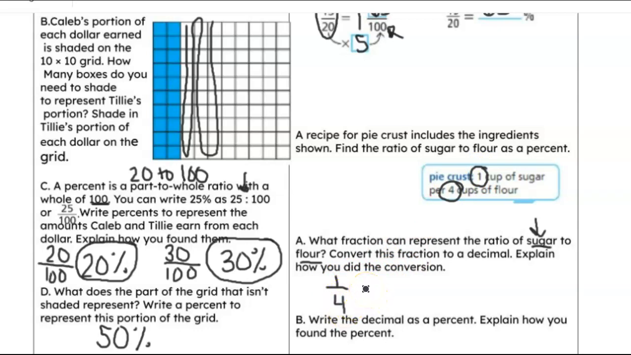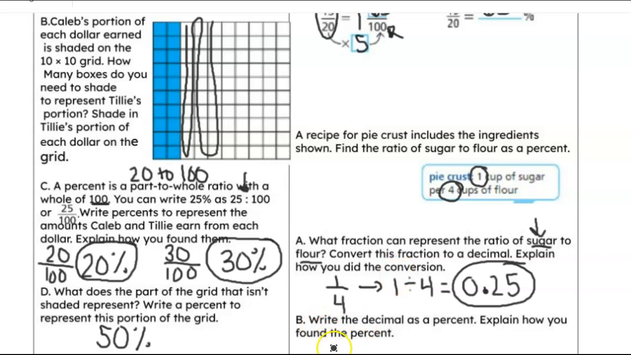Now, it says convert this fraction to a decimal. We've done this before, but not too much, so I want you to take consideration of how to do it. The number one way that you can always do it is just take the top number and divide it by the bottom number. When we type that in our calculator, we get 0.25. It says explain how you did it. I took the numerator and divided it by the denominator. Anytime you want to change a fraction into a decimal, you just take the top number and divide it by the bottom number and you got it.